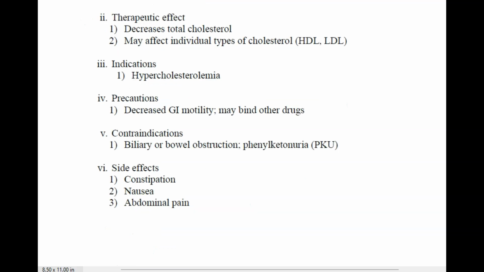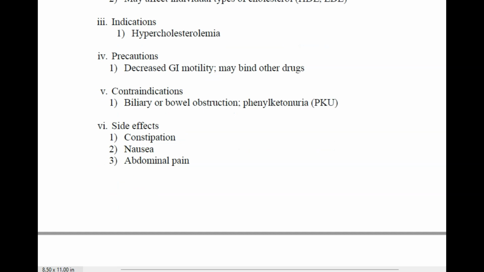So just knowing the mechanism of action, we know that it has to do with the bile acid, the digestive system, and the liver. We expect GI side effects, right? So common side effects for this medication are constipation, nausea, and abdominal pain. It is very important to educate our patient regarding possible side effects. Know that these side effects are sometimes just temporary, sometimes it's just when the patient is newly started on the medication, and usually tends to go away over time.